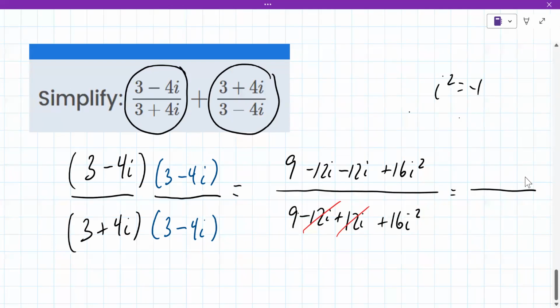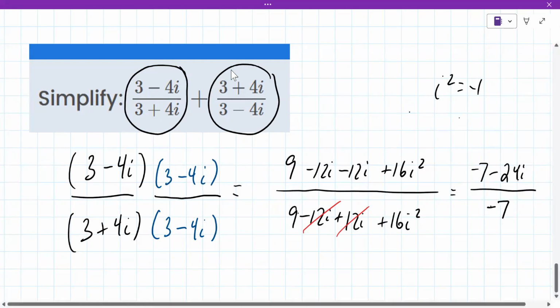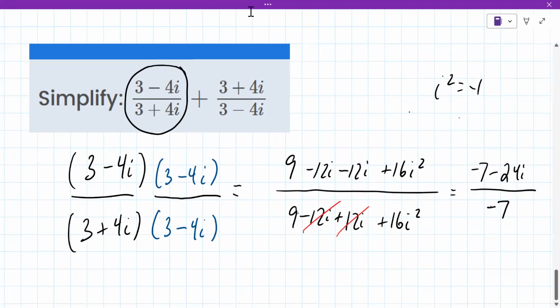You're welcome to use a calculator if it will help. Oh, wait, it would be -7. Yeah. All right, now the top is -7 minus 24i. Okay. And that's just this first part. So unfortunately we've got to do the other part, but it's very similar.